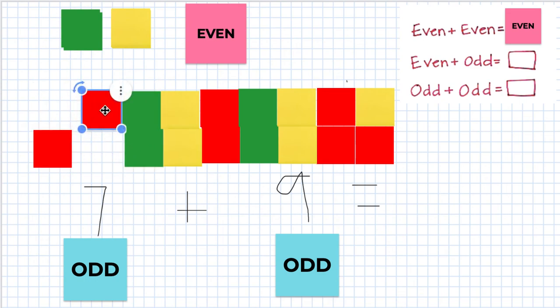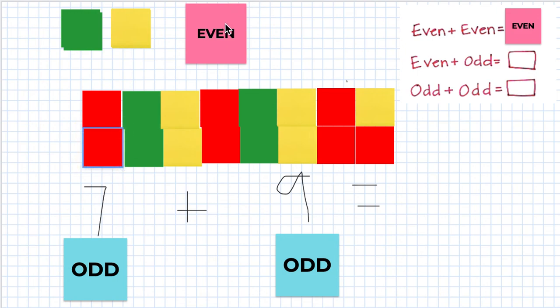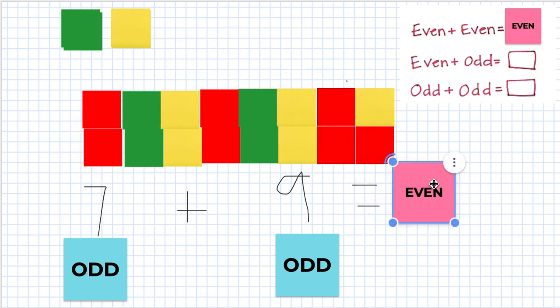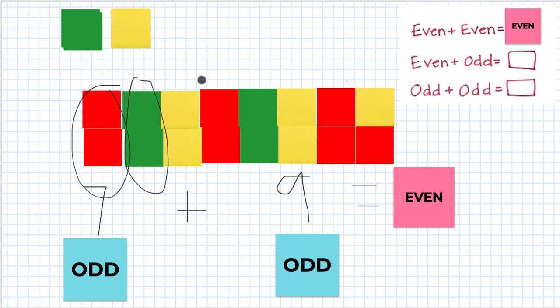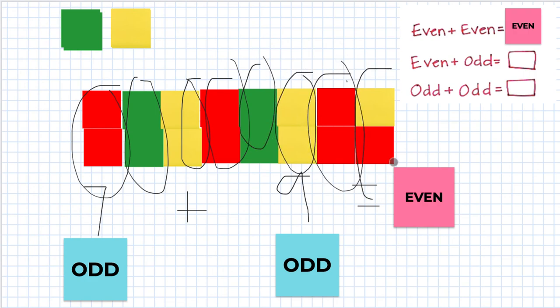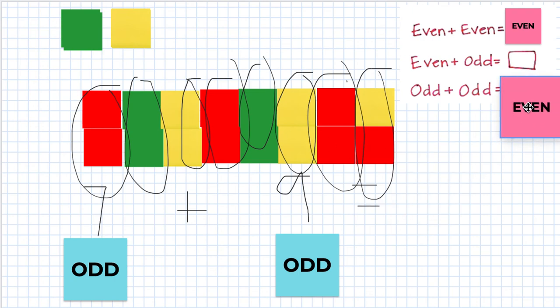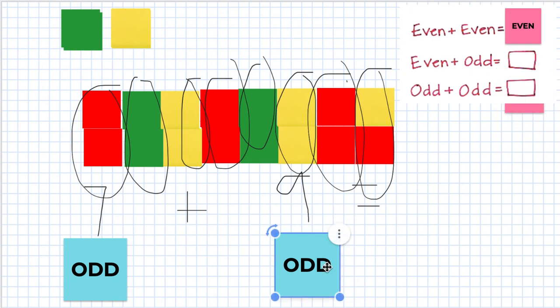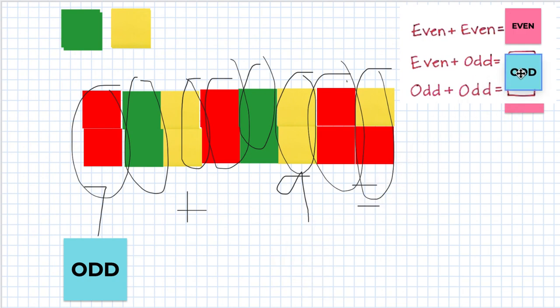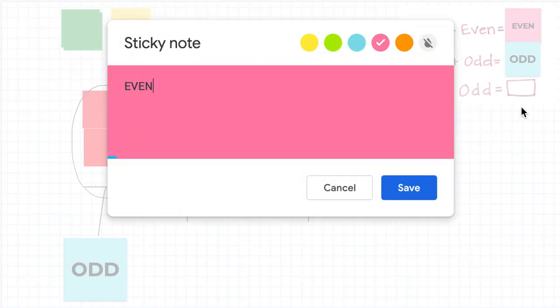So if you said even, you were correct. An odd number plus an odd number will give us an even sum. So let's see, what is 7 plus 9? 2, 4, 6, 8, 10, 12, 14, 16. So 7 plus 9 equals 16. An odd number plus an odd number is going to give us an even number.